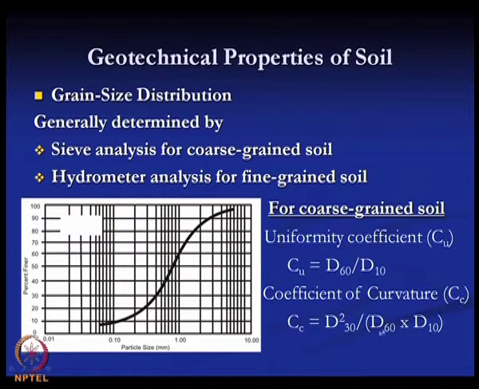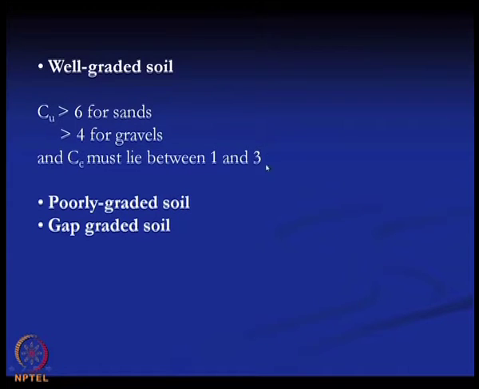Similarly, the coefficient of curvature is defined by D30 square divided by D60 into D10. So, from here you also get the two coefficients. Now, the purpose of these two coefficients is that we can identify whether the soil is well graded or poorly graded. The soil is well graded if Cu is greater than 6 for sands and greater than 4 for gravels, and Cc must lie between 1 to 3. If it does not satisfy this condition, then that type of soil is called poorly graded soil.